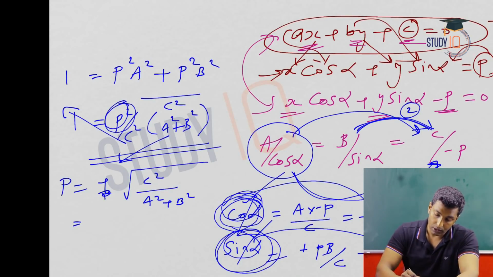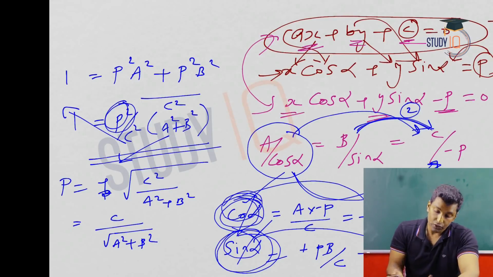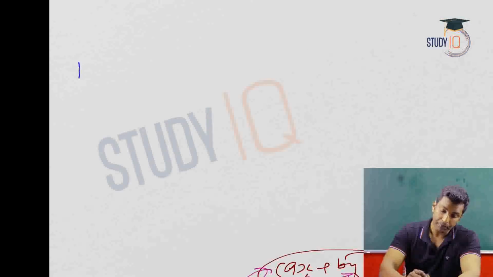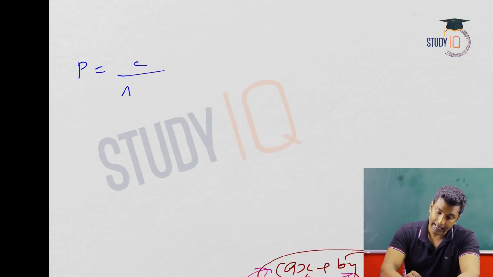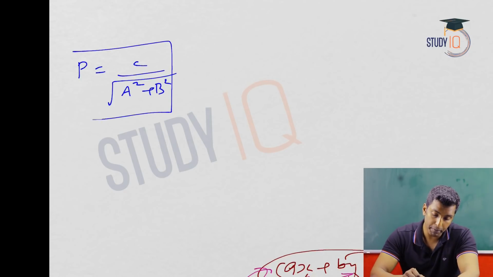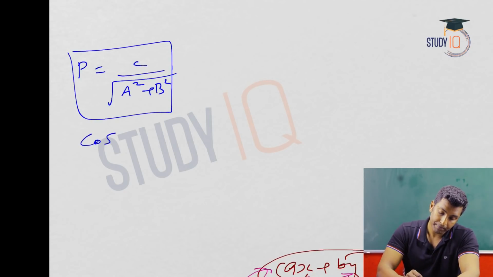Now this can be written as c. I'll take c square out from the root: c divided by root of a square plus b square. So what I got is p is equal to c divided by a square plus b square under root. I got p. Can I get cos alpha? Can I get sin alpha? This is the question now.